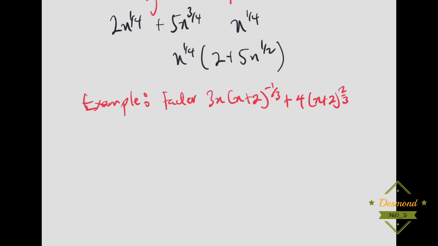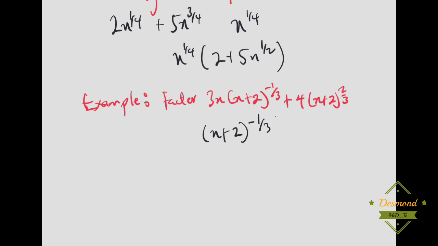For this one, we have 3x multiplying (x plus 2) raised to the power negative 1/3 plus 4 multiplying (x plus 2) raised to the power 2/3. So how do we factor this? We have to factor out the term with the lowest value of the exponent. In this case, that is (x plus 2) exponent negative 1/3. So we can pull that out.